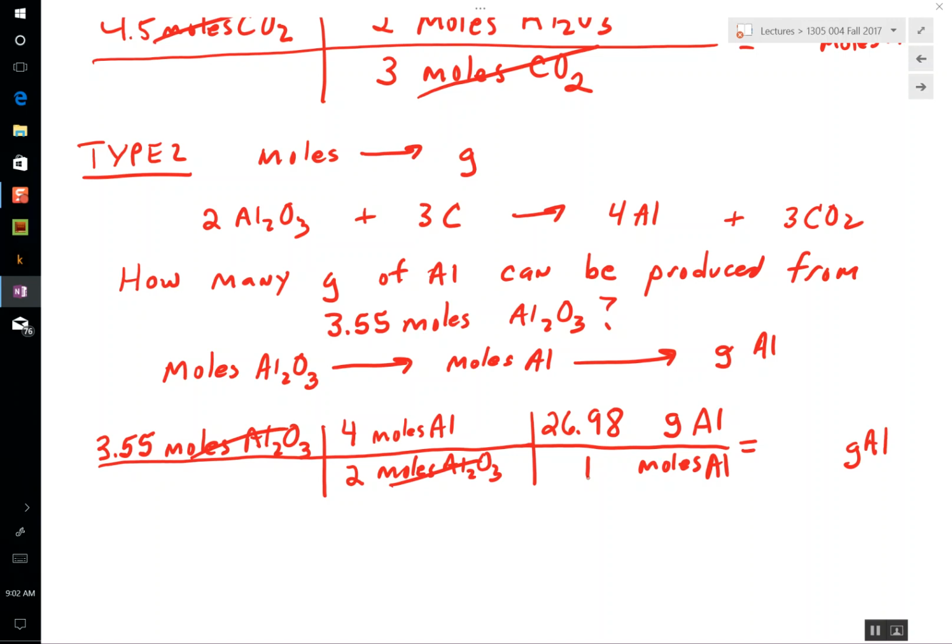All right, so per anything, it's per one of those things. So this is the molar mass of aluminum. It's the mass in grams of 1 mole of aluminum. And now, moles of aluminum cross out. And what do we have here? We got grams of aluminum, bingo, time to pick up your calculator. When you get the units right, it's time to pick up your calculator. 3.55.